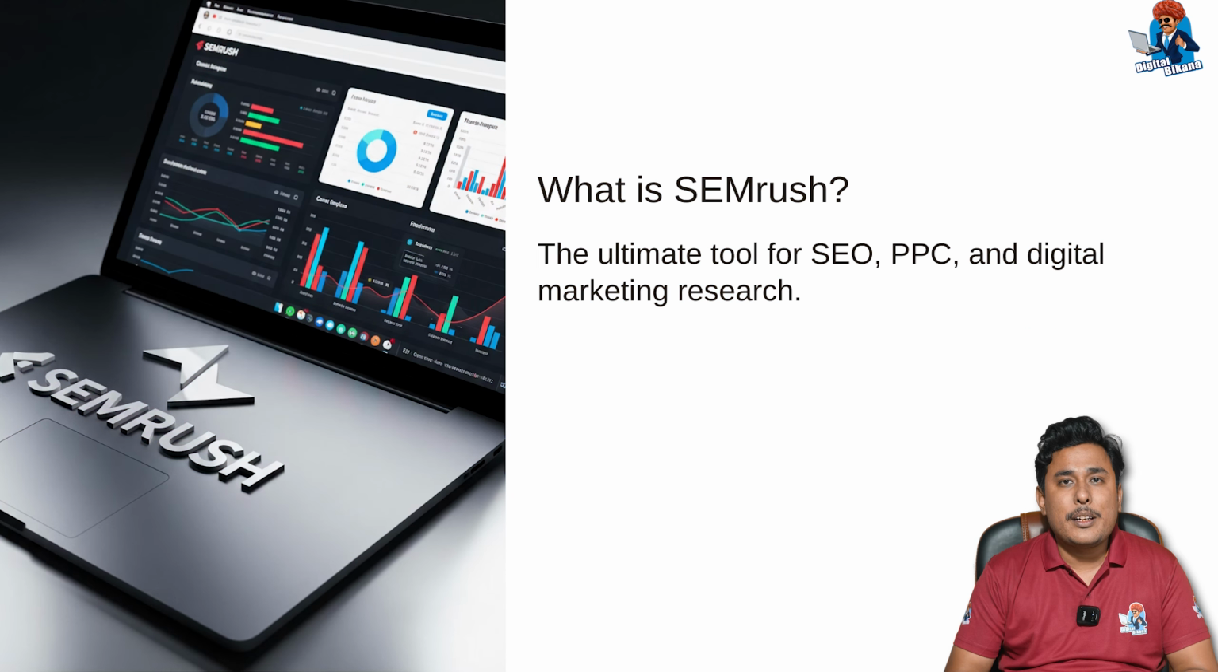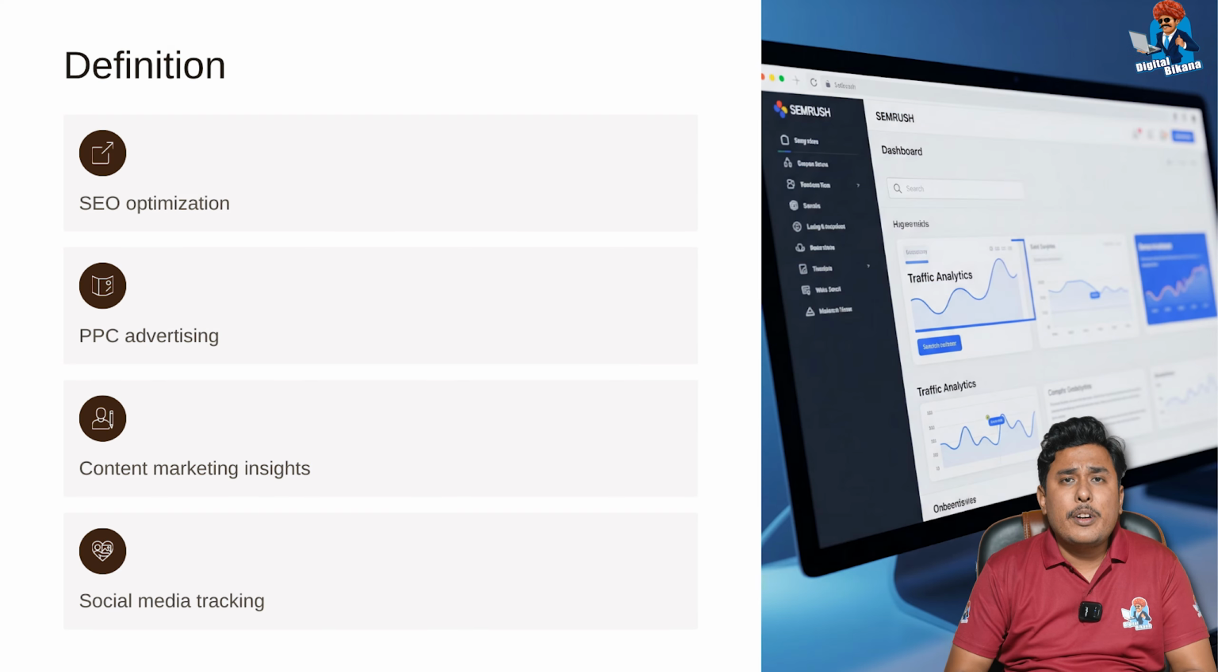Welcome to today's session. In this video, we will discuss SEMrush, one of the most powerful digital marketing tools available. We will cover what it is, why it is used, and how it can help your business grow online. SEMrush is an all-in-one marketing toolkit designed for SEO, paid advertising, content marketing, and social media management. It provides data and insights to help businesses improve online visibility.